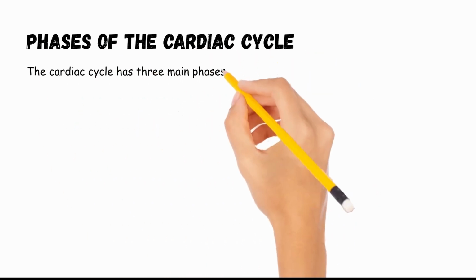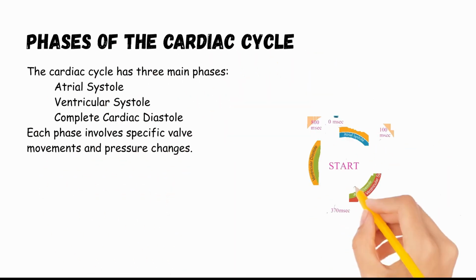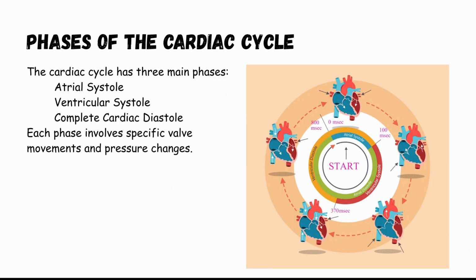The cardiac cycle has 3 main phases: atrial systole, ventricular systole, complete cardiac diastole. Each phase involves specific pressure changes and valve movements. Understanding pressure differences is key because valves open and close based on pressure gradients, not by active muscle movement.